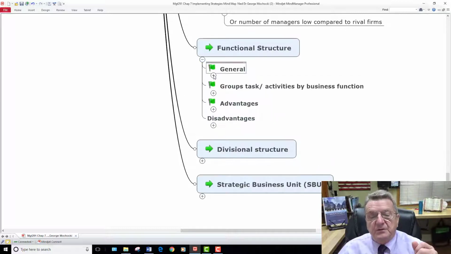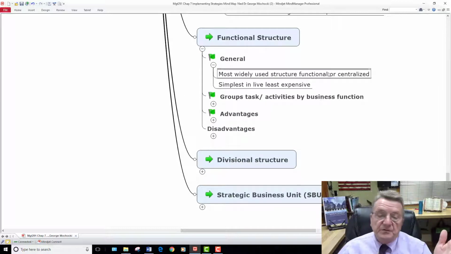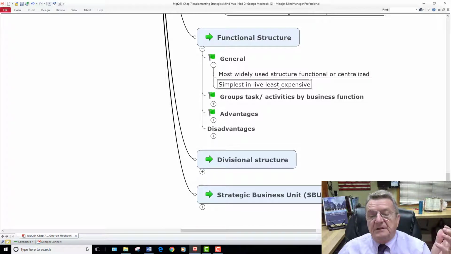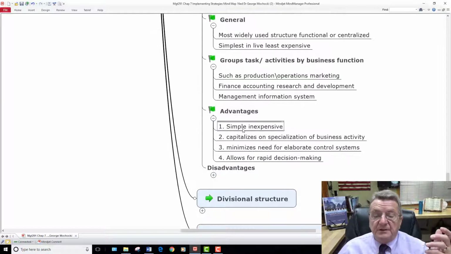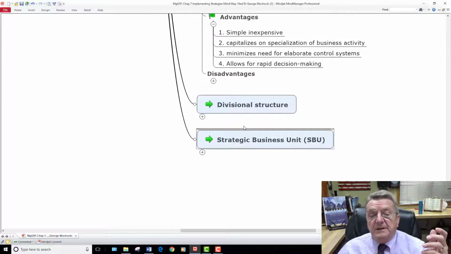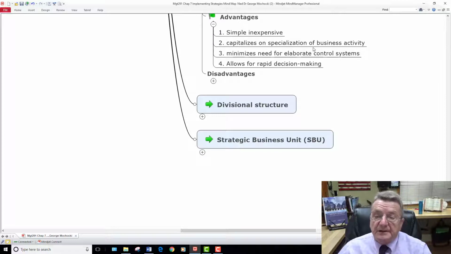When you look at functional, you're looking at a general structure. Mostly widely used, functional, centralized, simplest in life, least expensive. So you go by groups such as production, operations, marketing, finance, accounting, research. Some of the advantages: simple, inexpensive, capitalizes on specialization of product activity, minimizes the need for elaborate control system, allows for rapid decision making.